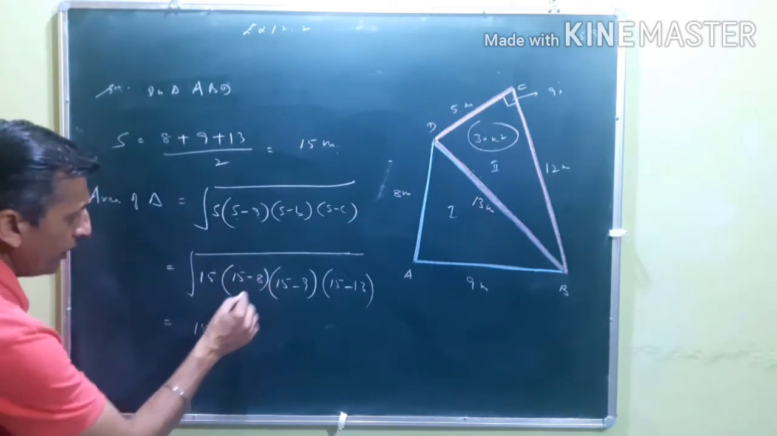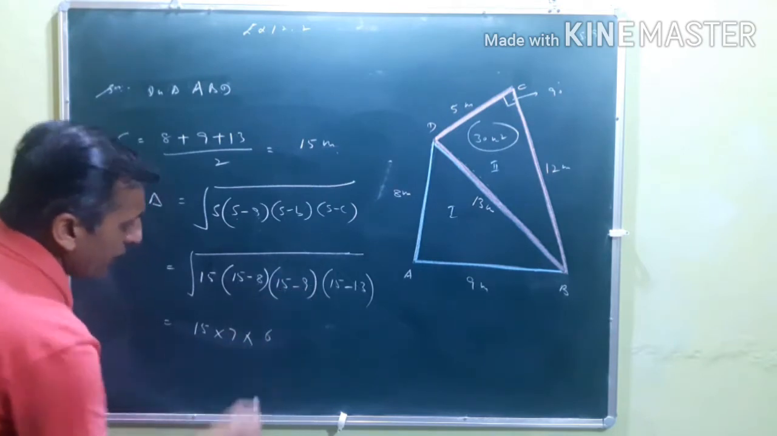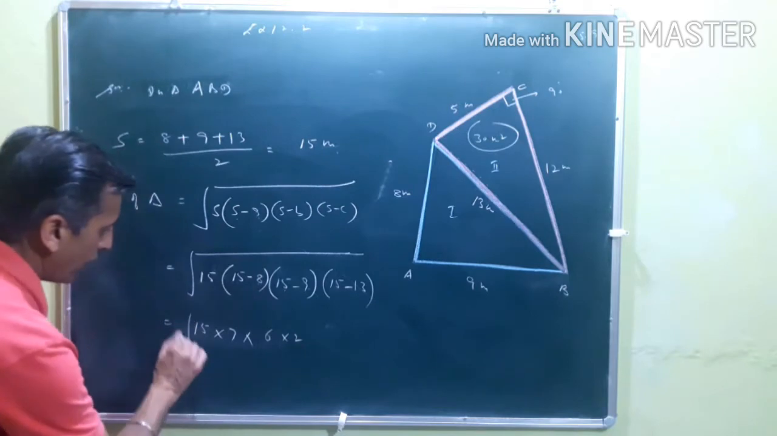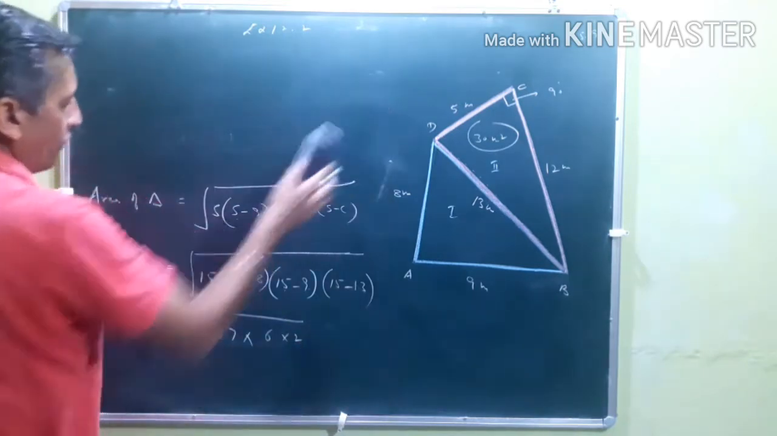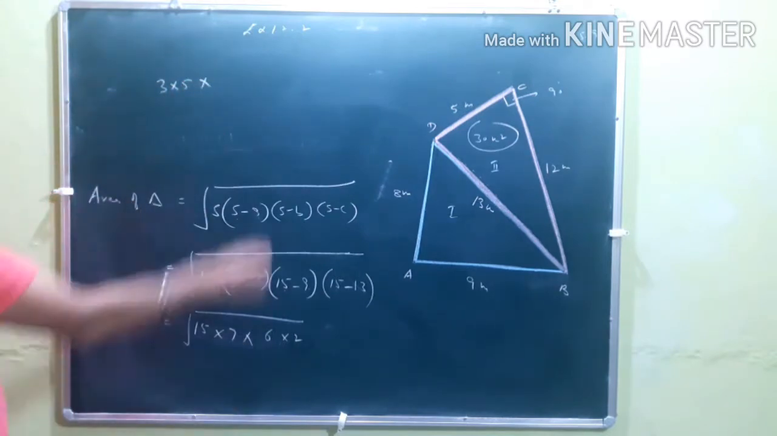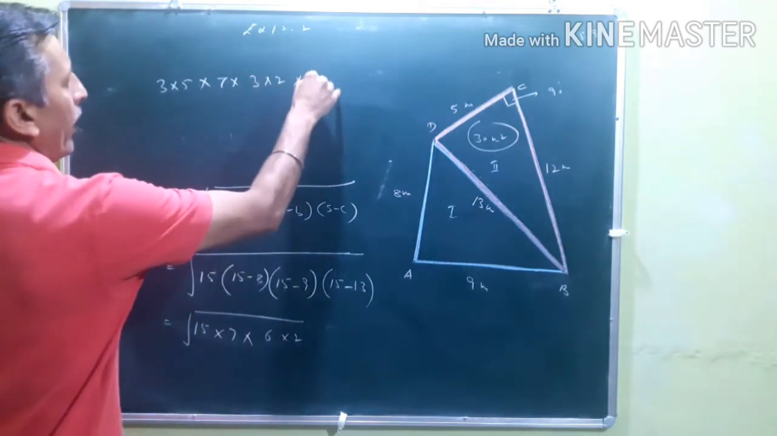Then which is equal to 15 into 15 minus 8, that is 7, into 15 minus 9, that is 6, and 15 minus 13, that is 2, whole under the root. And now how to solve this under root? See, I'm going to solve. 15 means you can write 3 into 5, 7 will be as it is, 6 means 3 into 2, and 2.